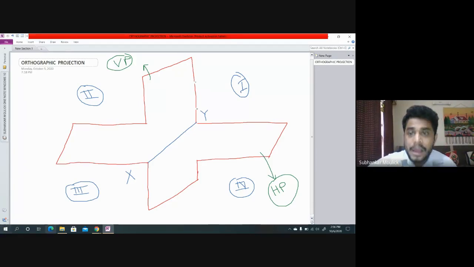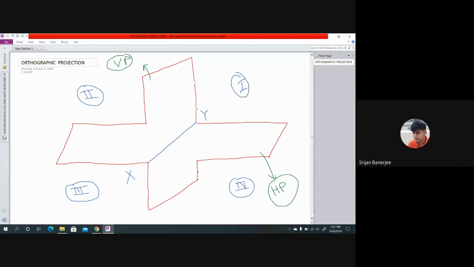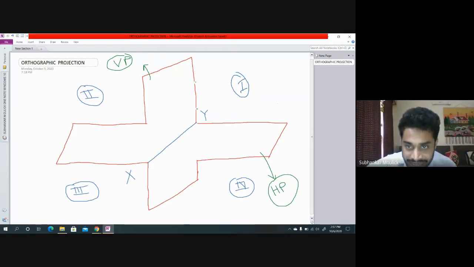How will I say it? If I place my object in the first quadrant, can I say like this: my object is placed above HP in front of VP? Yes or no? Yes, sir. If any object is placed in the first quadrant, how will I define it? My object is placed above HP in front of VP. Is it clear? Yes, sir.